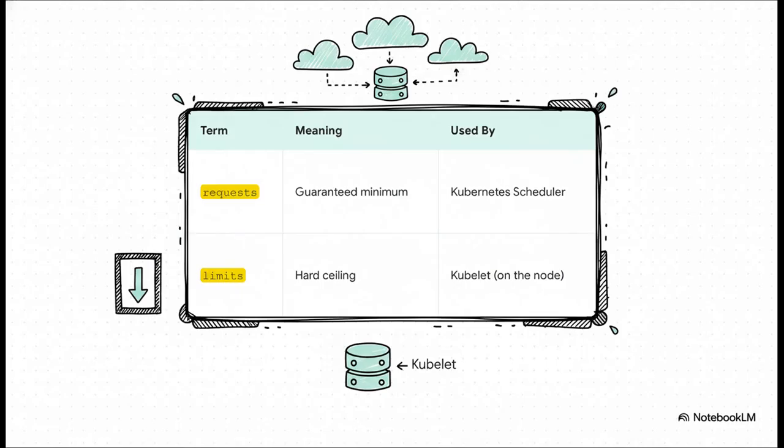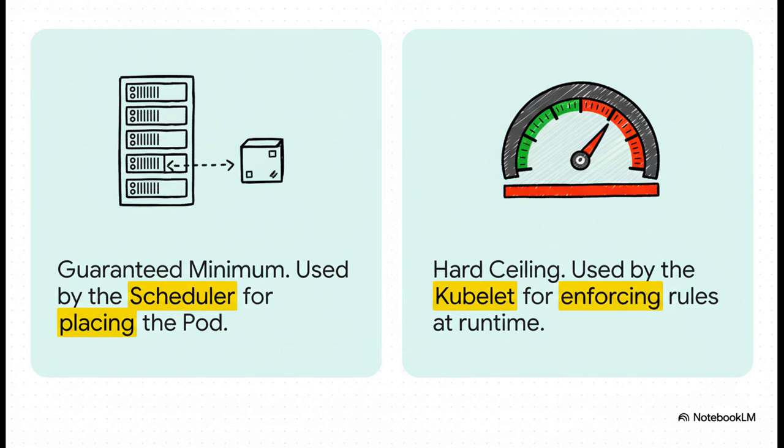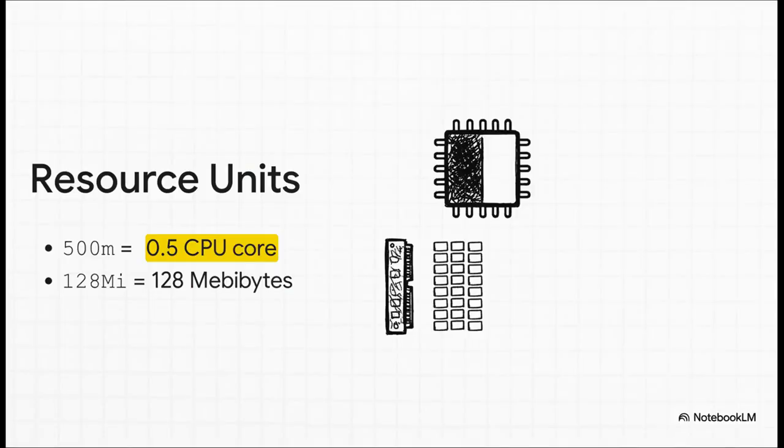Now, what's really interesting is who uses them. The scheduler looks at requests. The kubelet enforces limits. So remember this. Requests are for scheduling. Limits are for enforcement at runtime. Quick note on units. m is for milli-CPU, and you'll see Mi for megabytes of memory.